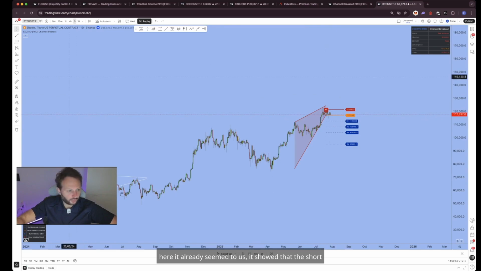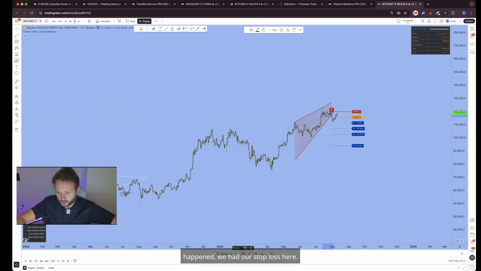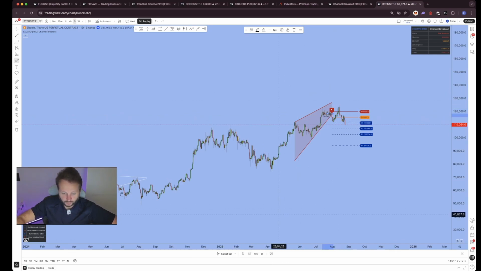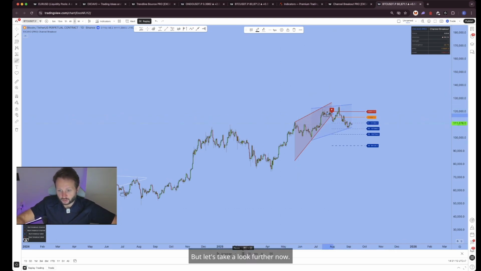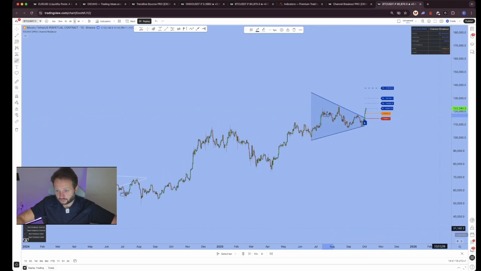Here it already seemed to us, it showed that the short from this wedge would go down, this move down. And to be honest, I didn't even realize it when it happened. We had our stop loss here. Okay, so that's 2.1. But let's take a look further now. All right, stop.